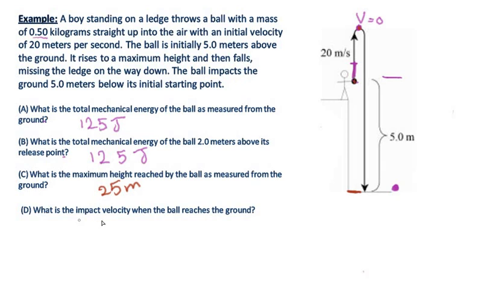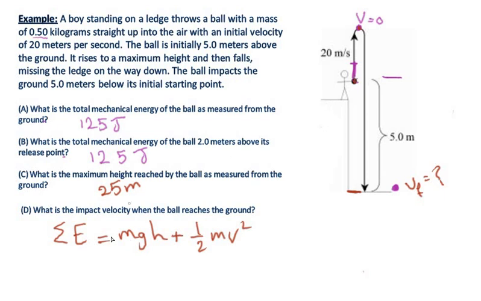D. What is the impact velocity when the ball reaches the ground? We need the velocity at this point. Let's call it V final. Now you can apply the kinematics equations to find it, because you have the acceleration, the initial velocity is given as well, and the height or the displacement. But here let's apply the conservation of energy formula. Sigma E equals mgh plus half mv squared.